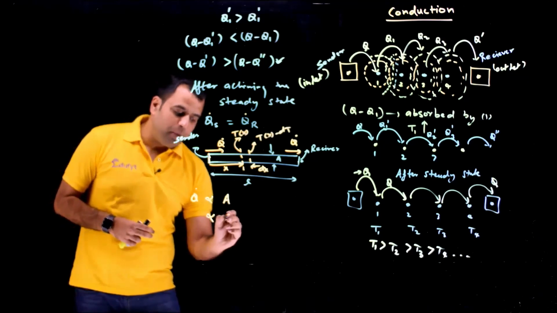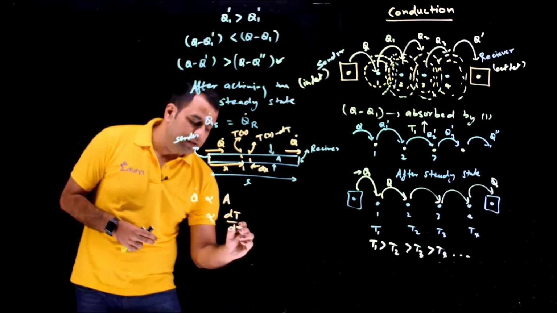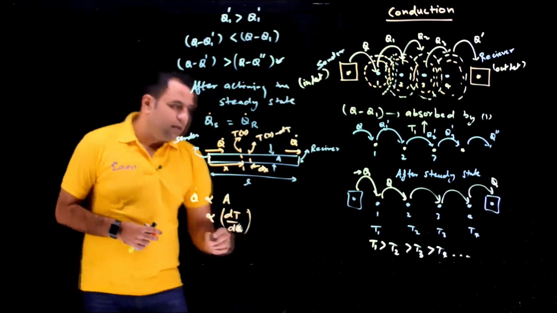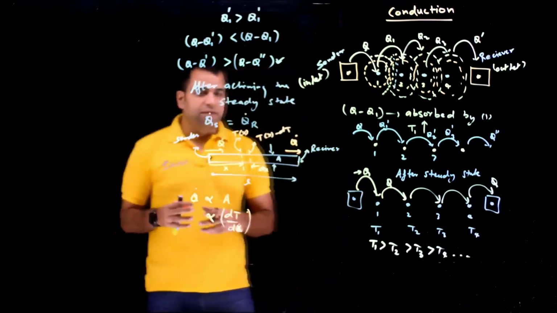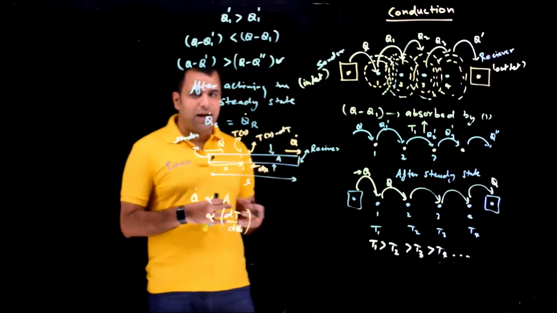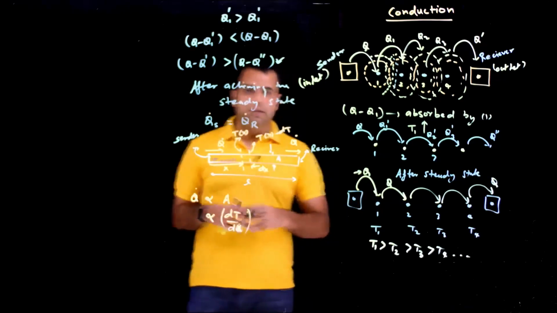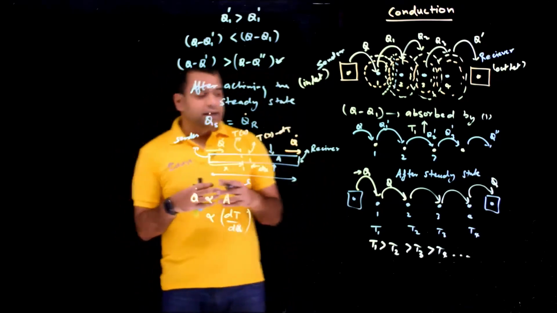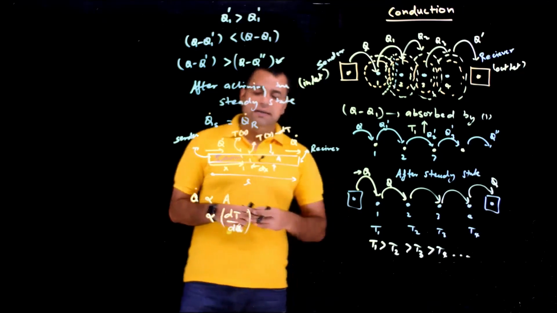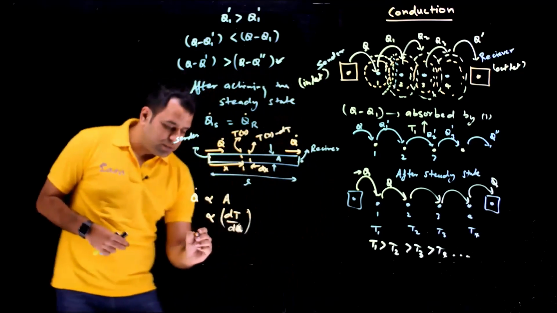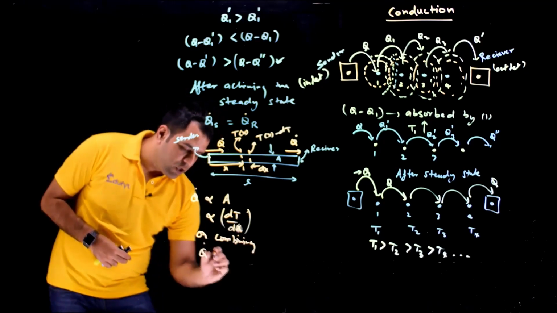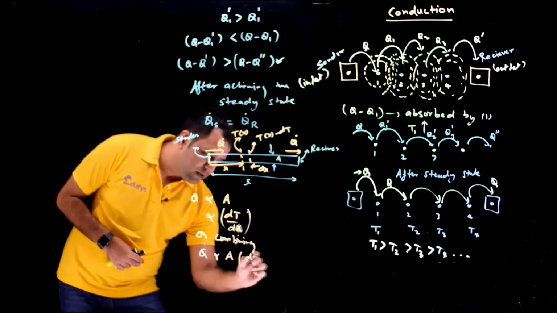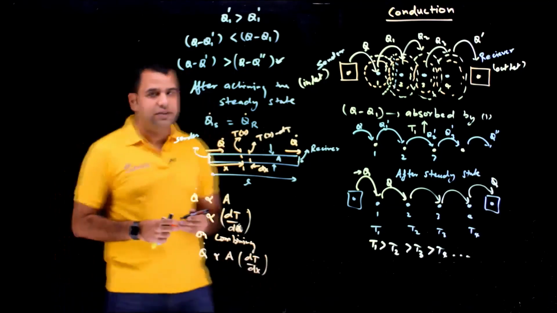It is proportional to the temperature gradient also. Gradient, not rate. Temperature gradient means how fast the temperature is decreasing as you move towards the receiver. If there is a higher temperature gradient, the amount of heat will be more. With more heat, the faster rate of heat will be transferred from the sender to the receiver. So if you combine these two, upon combining, we have Q proportional to A dT over dx.